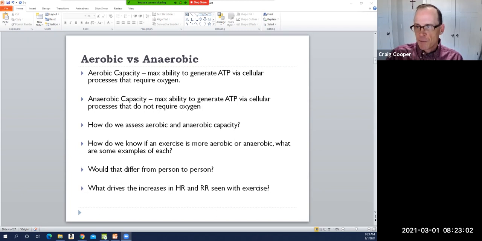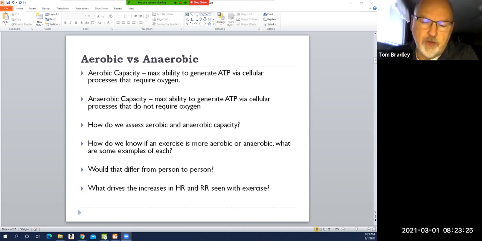So we do see some pretty big differences in what happens in the body to support those two distinct types of exercise, aerobic versus anaerobic. So how do we assess those things? How do we tell how fit somebody is from an aerobic capacity standpoint or from an anaerobic capacity standpoint?